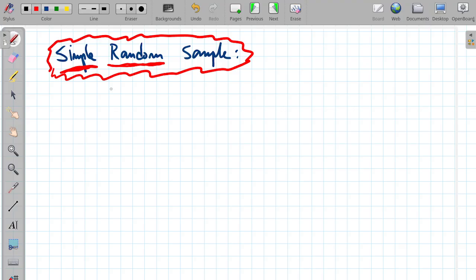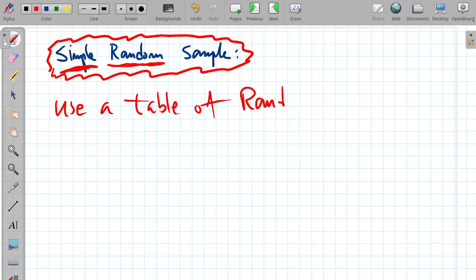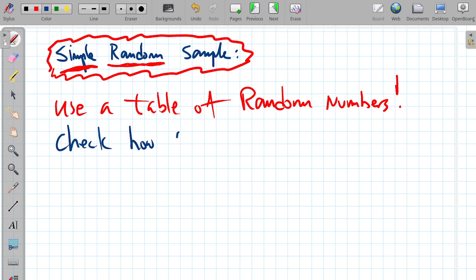Anyhow, simple random sample is, well, I guess I should make a note of this. Because if you're going to make notes, better that I write it down instead of just having you listen to me blather on. So I'm using red ink for some reason tonight. Okay, use a table of random numbers. And these can be found if you go looking for them. Let's go back to blue here. Okay. Check how the numbers were generated.